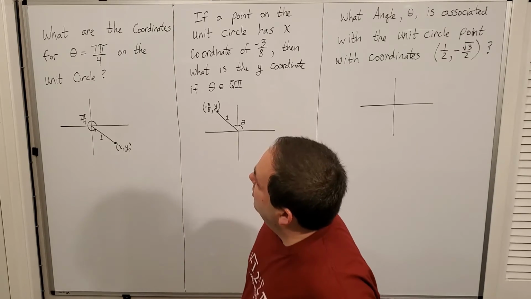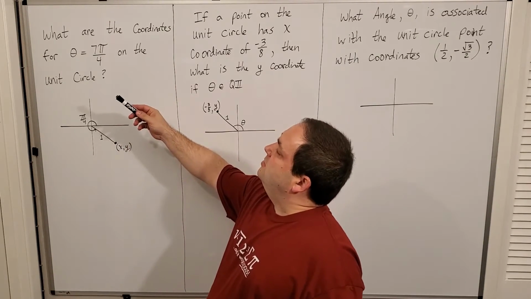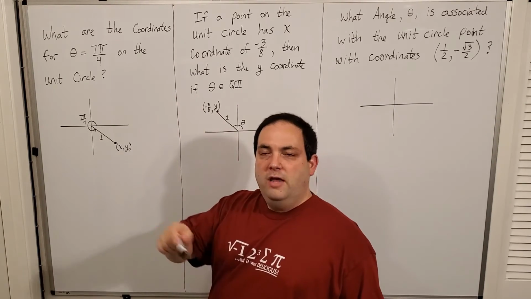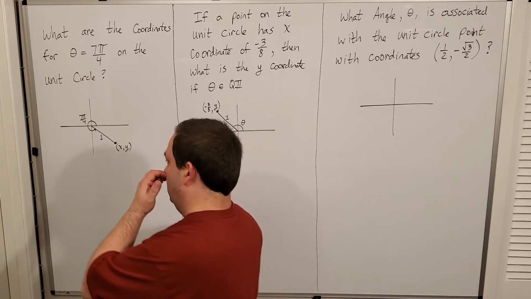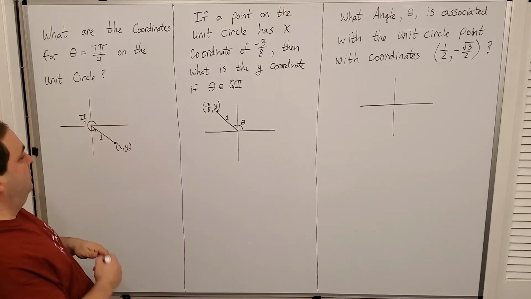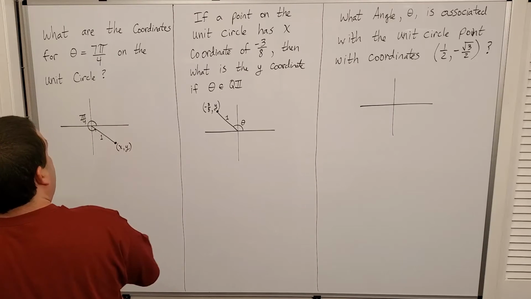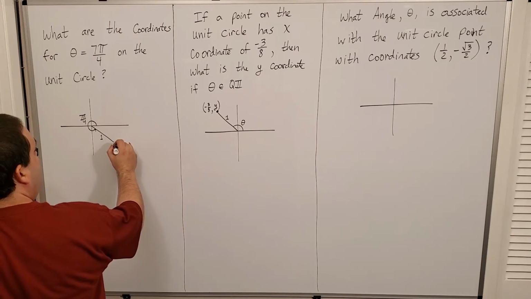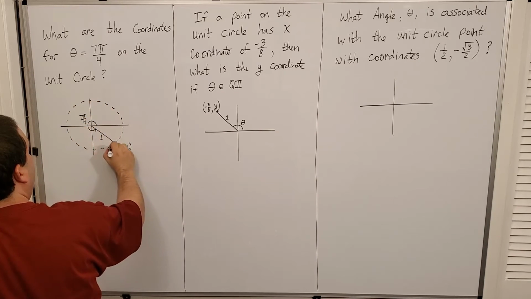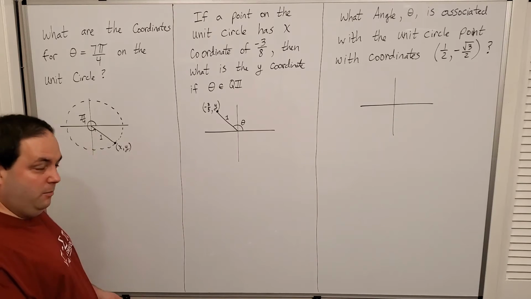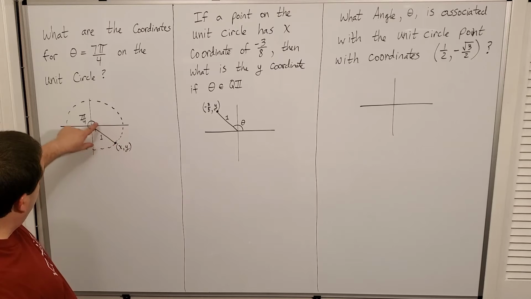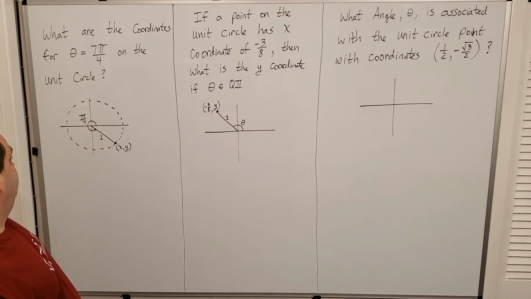Okay, so here, what are the coordinates for theta is equal to 7 pi over 4 if I'm on the unit circle? So in other words, if I were to rotate 7 pi over 4 radians and we're actually physically on the unit circle, right? I know it looks more like a unit oval. My drawing is not good for hand. But the coordinates of this point at this amount of rotation.